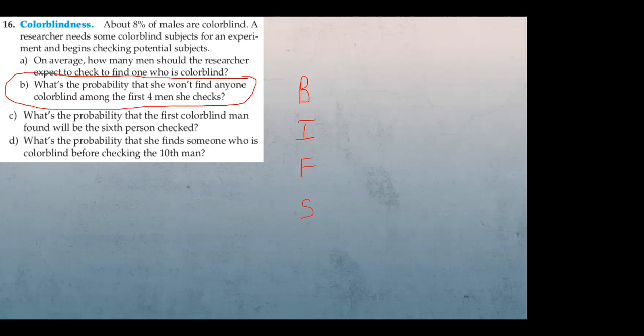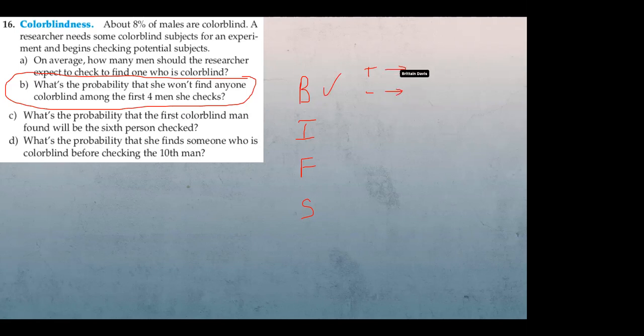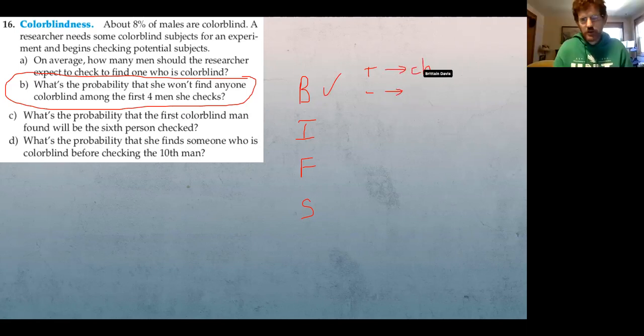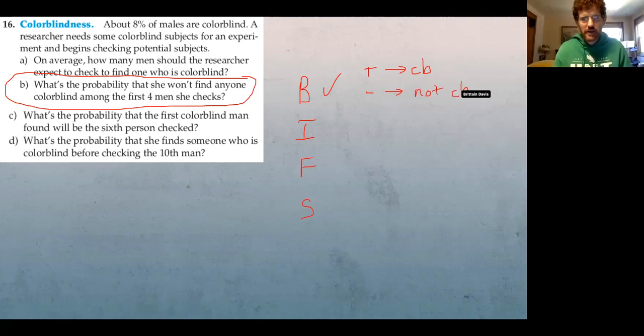Yes. It is. And what does this success look like? Colorblind. There you go. I'm just going to put CB for colorblind. And a failure means? Not colorblind. So good, it's binary. Is it independent?